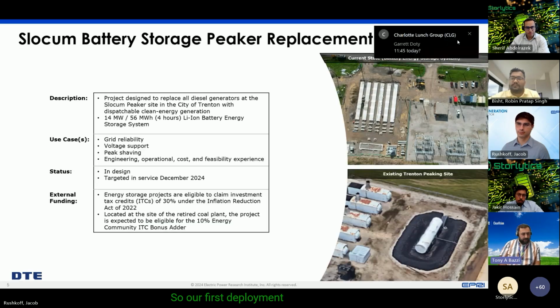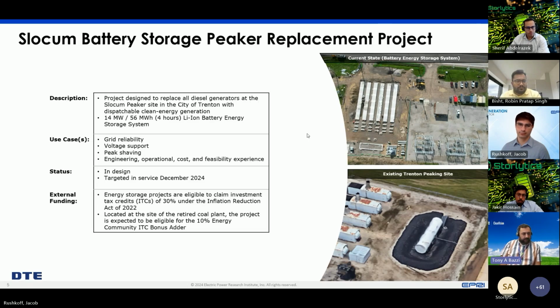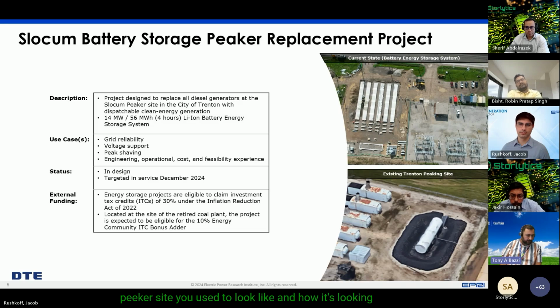Our first deployment is the Slocum Battery Energy Storage Peaker Replacement Pilot Project. It's a 14 megawatt, 4 hour, lithium-ion pilot, so that would be around 56 megawatt hours worth of storage. It's currently in design, transitioning into construction. Its targeted in-service date is the end of the year. And you can see the rendering of how the peaker site used to look, and how it's looking right now in the picture on your right-hand side.